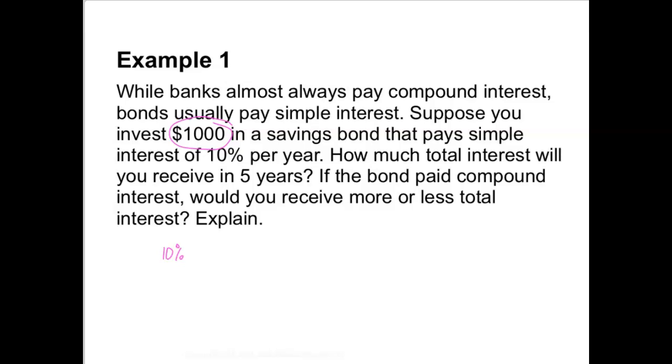So if I'm earning 10% per year of $1,000, can change that to multiplication. That's 0.1 times 1,000, which is just $100. So every year I will earn the same $100 in interest on the savings bond, which means after 5 years, I will have earned 5 times that, 5 times $100 in interest.